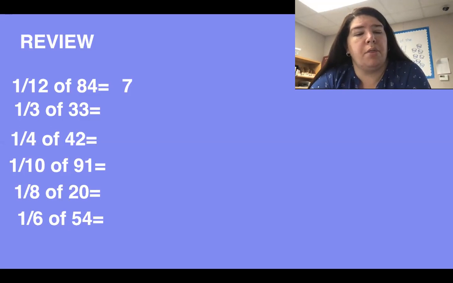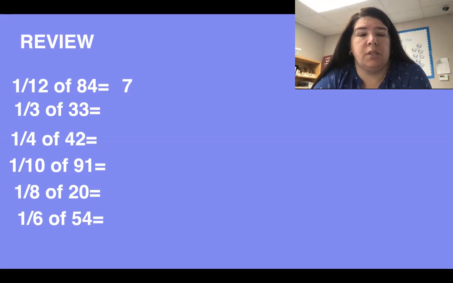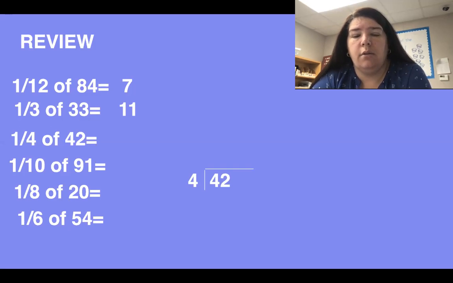And how about 1/3 of 33? We're going to divide 33 into 3. Good, 11. Now, what happens here? 1/4 of 42. Now, this might be a little bit tricky because it doesn't go in evenly. Okay, we've done this before, but just so you're aware, I can put it in a division sign like this. 42 divided by 4. That might help you because it doesn't go in exactly.